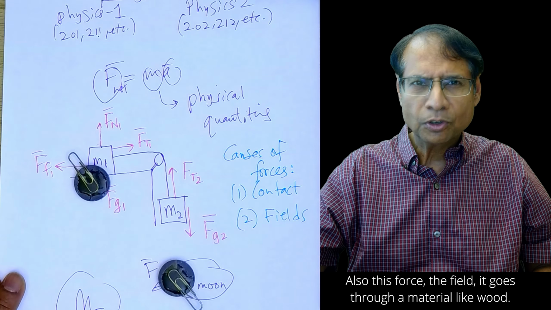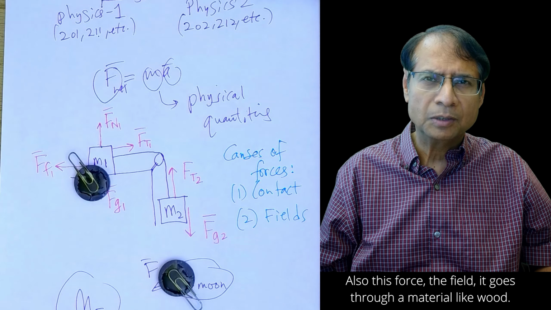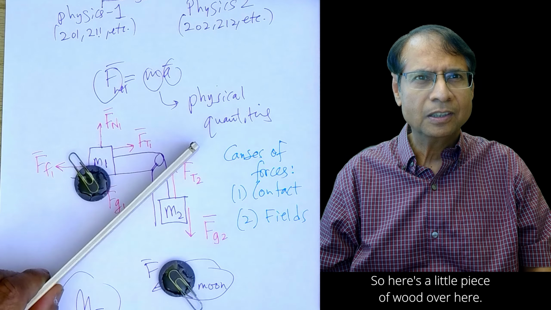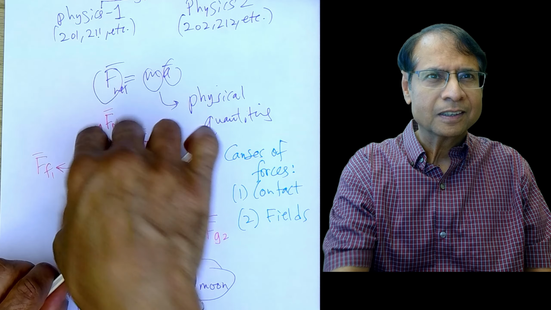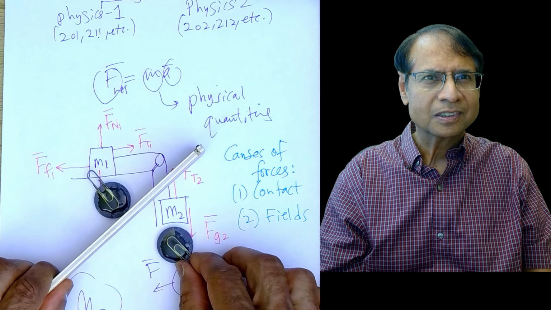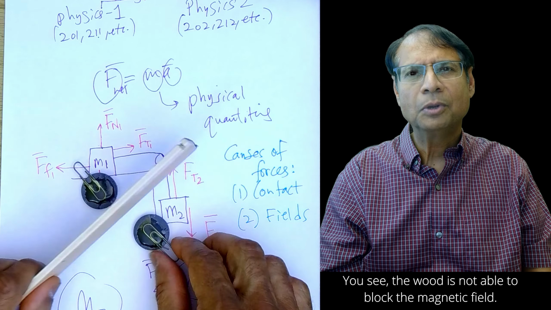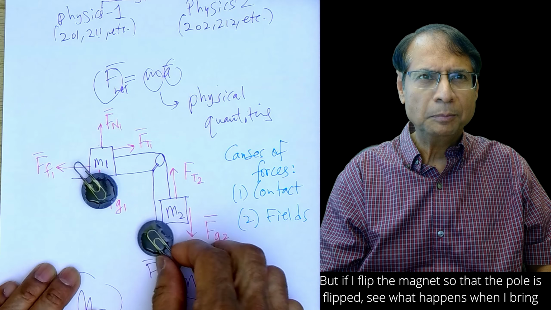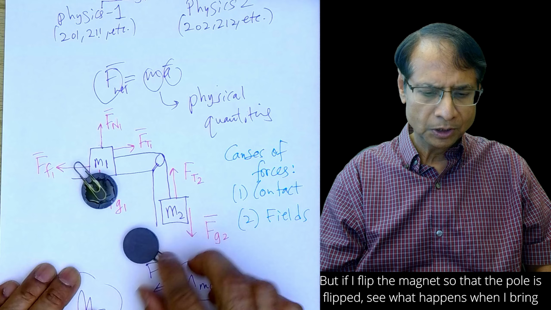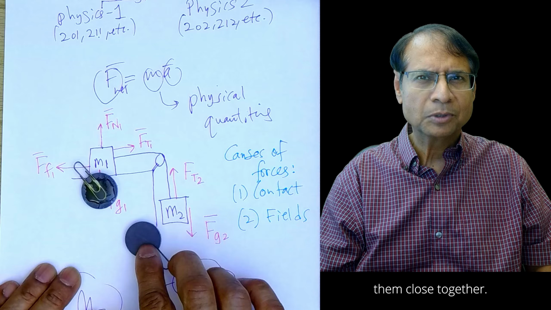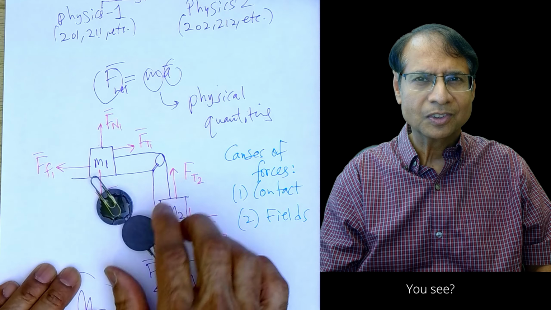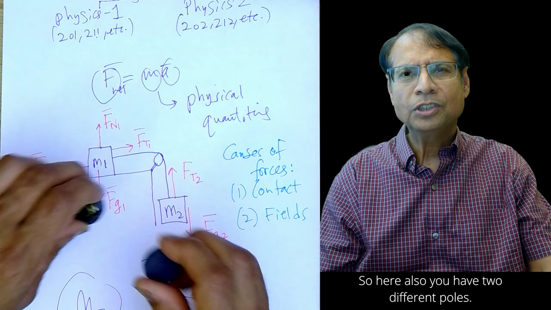Also, this force, the field, goes through a material like wood. So here's a little piece of wood over here. So look at what happens. You see, the wood is not able to block the magnetic field. But if I flip the magnet so that the pole is flipped, see what happens when I bring them close together. You see? So here also you have two different poles.